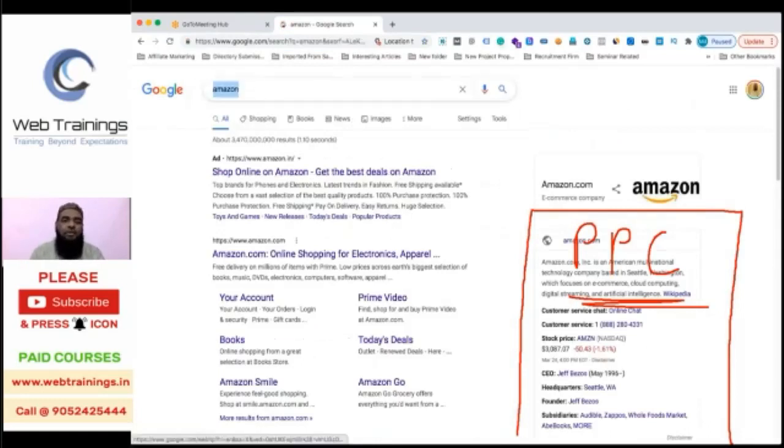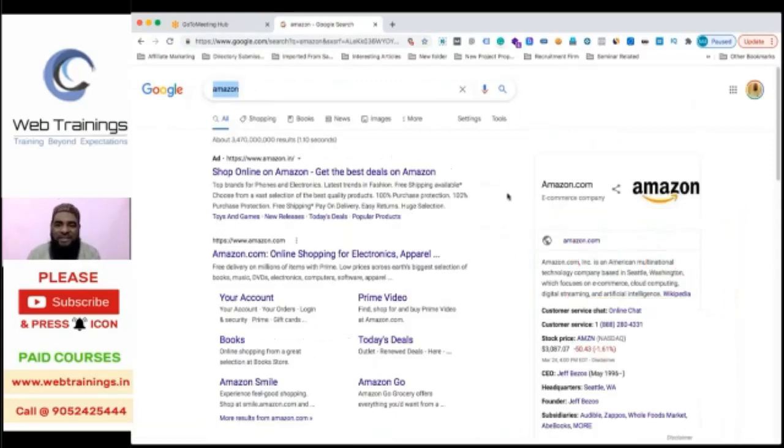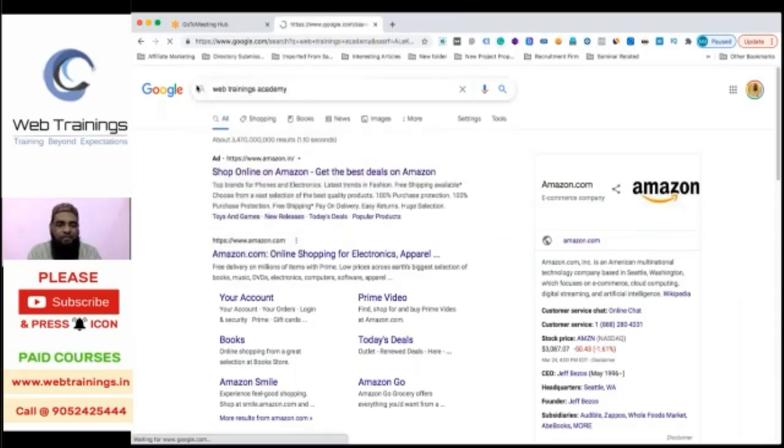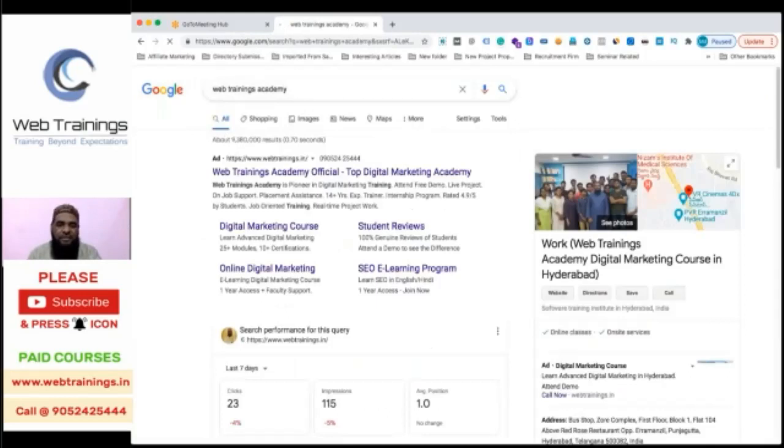Now, the logic here, I'll tell you. What other companies do, it's a very smart strategy, is bid for your competitor's keywords. Actually for Web Trainings, some of our competitors do this. So that's why even we are running ads for our own brand name. You see this? I'm spending money for my own keyword, which is a waste of money, right? But I'm spending. You say, sir, why are you wasting money for your own keyword?